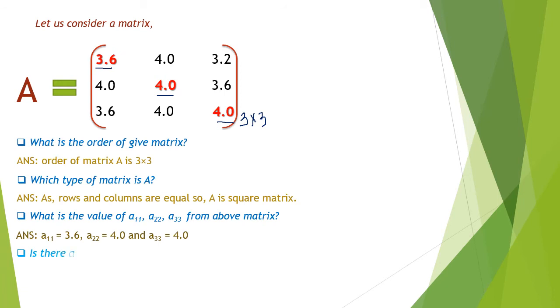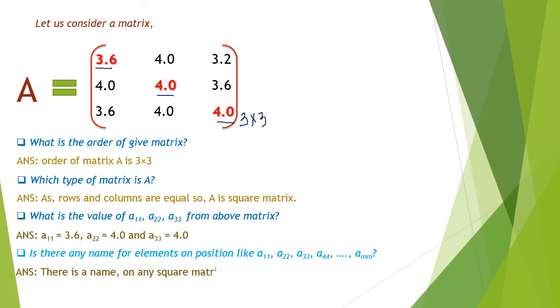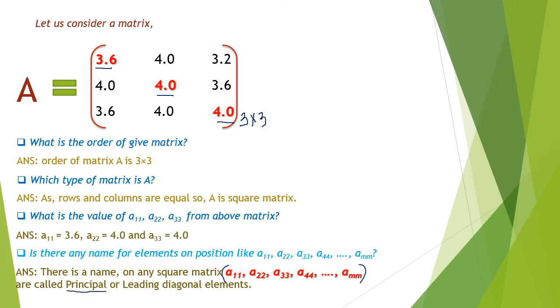Is there any name for elements in positions like A11, A22, A33, A44, and so on up to AMM, if the order of the matrix is M cross M? Yes, there is a name for these elements on any square matrix. Elements on these locations are called principal or leading diagonal elements.